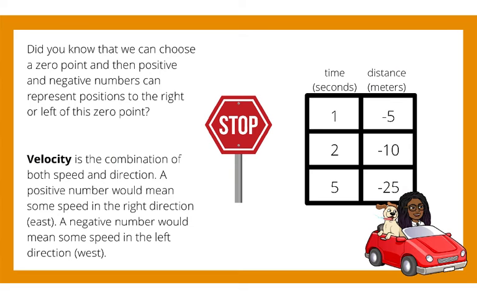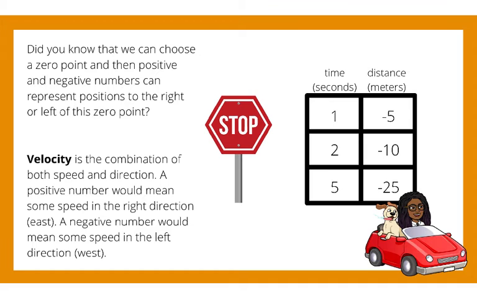Did you know that we can choose a 0 point and then positive and negative numbers can represent positions to the right or left of this 0 point? If this sounds familiar, it's because it's listed in your notes. That's what we're going to be focusing on today for the beginning part of this video. Velocity is a combination of both speed and direction. A positive number would mean some speed in the right direction, east, and a negative number would mean some speed in the left direction, west.